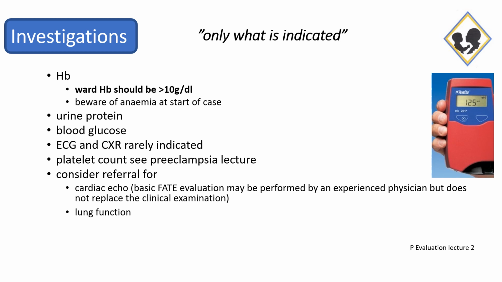Urine testing with urine dipsticks, checking for proteins, especially in the preeclamptic group, blood glucose for the diabetic patients, but then things like ECGs and chest x-rays just when it is really indicated, and should not be done routinely.